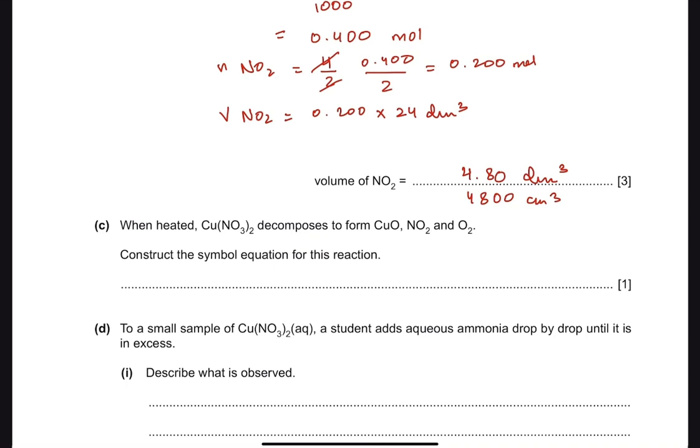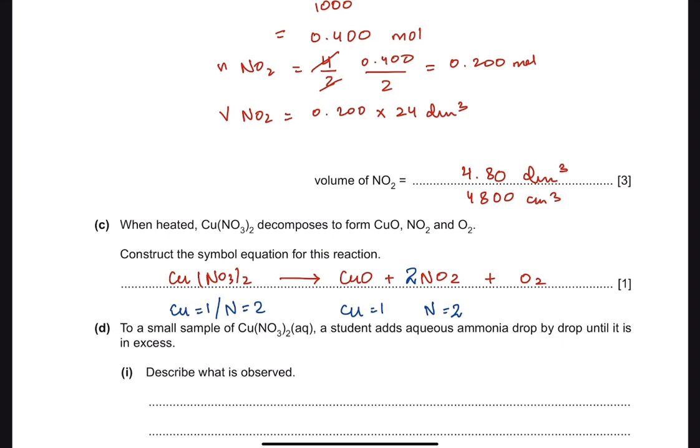When heated, copper nitrate decomposes to form copper oxide, nitrogen dioxide, and oxygen gas. So copper nitrate decomposes to give me copper oxide, nitrogen dioxide, and oxygen gas. Left side has 1 copper, right side has 1 copper. Left side has 2 nitrogens. I will add a 2 before NO2, so right side also has 2 nitrogens.